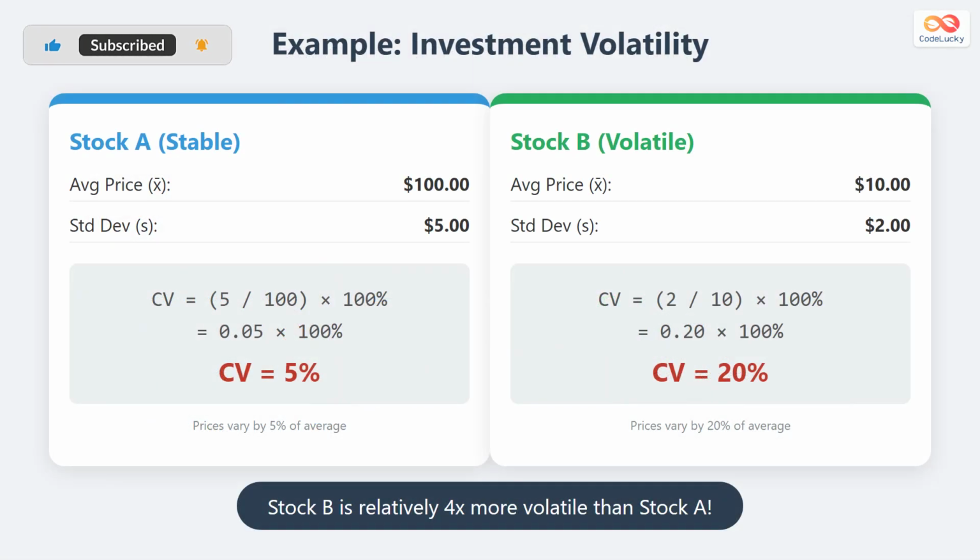Let's apply this to a real-world scenario involving investments. Look at stock A. It has an average price of $100 and a standard deviation of $5. The CV is 5 divided by 100, which is 5%. Now look at stock B. It costs only $10 on average, but moves by $2. Its CV is 2 divided by 10, which is 20%. Even though stock A changes by a larger dollar amount, stock B is actually 4 times more volatile relative to its price.